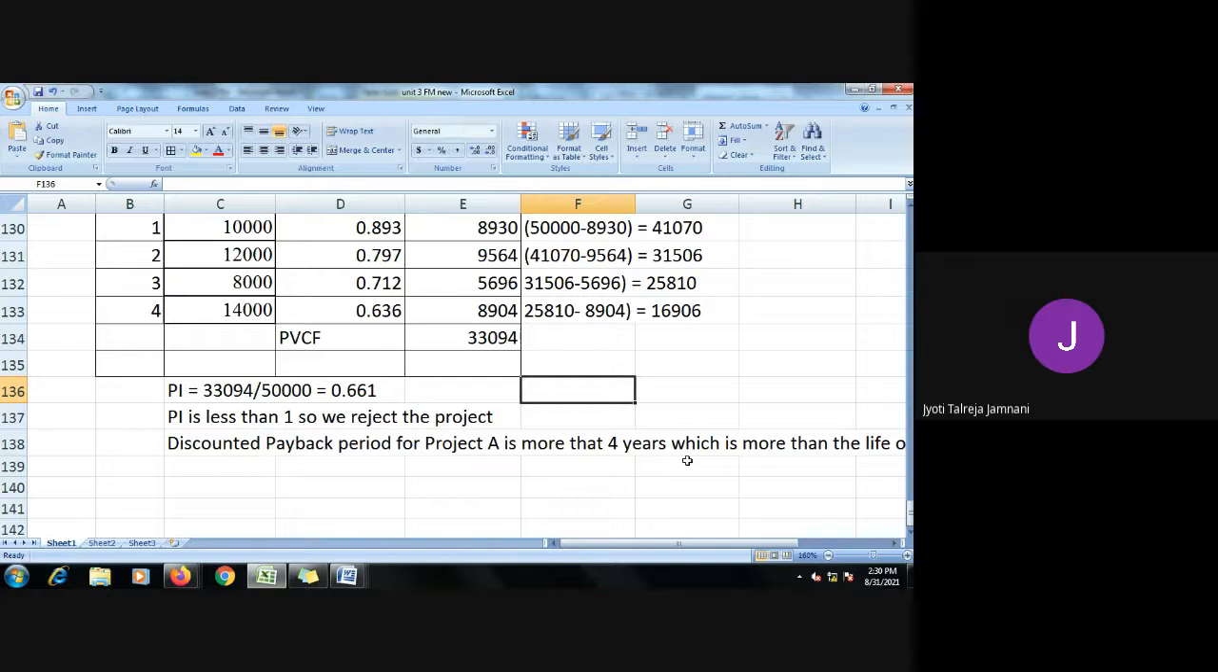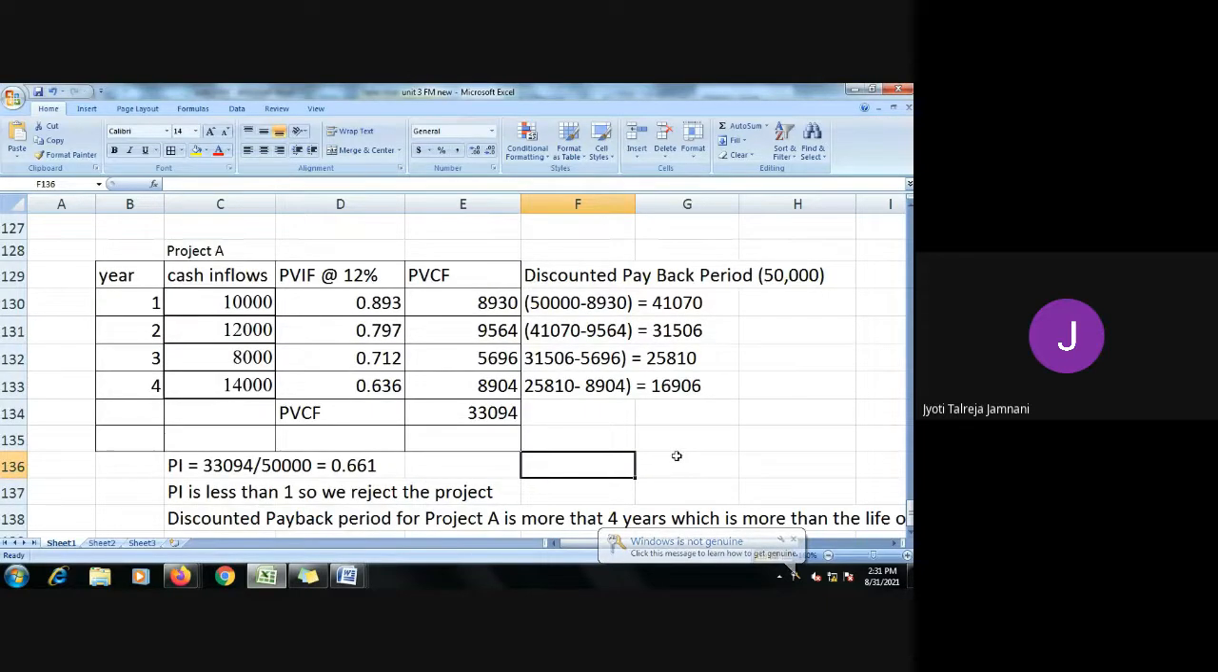So therefore, this project is not acceptable because the life of the project is 4 years. Within that, if you are not able to recover your money, then the project shouldn't be accepted. So that is the discounted payback period. I hope you understood how we did.